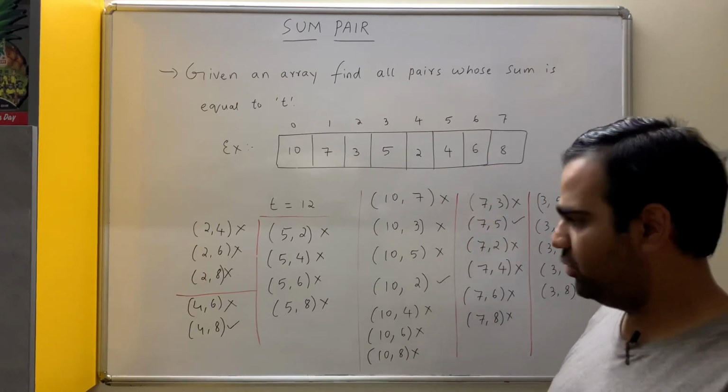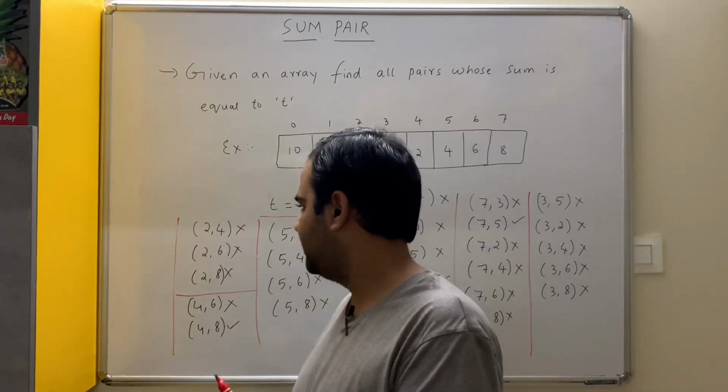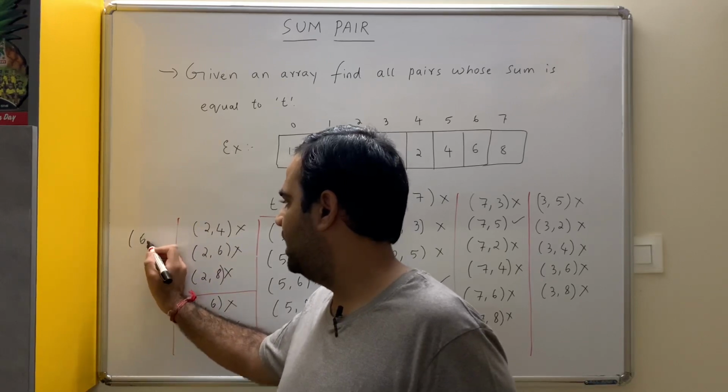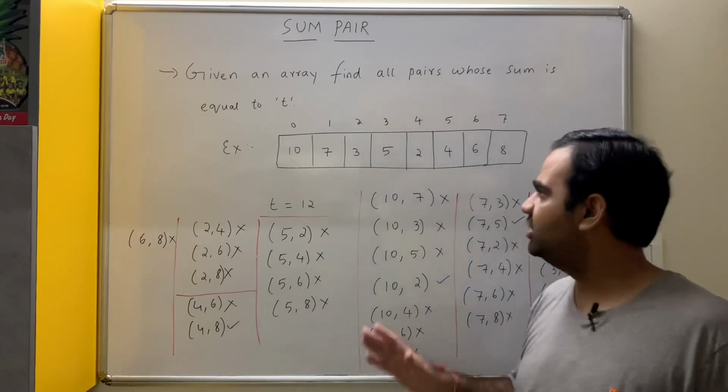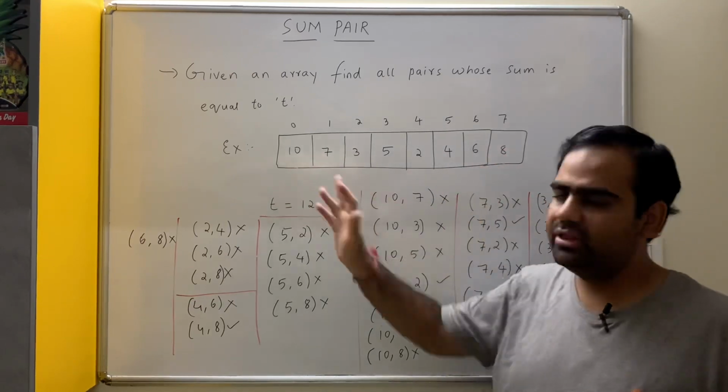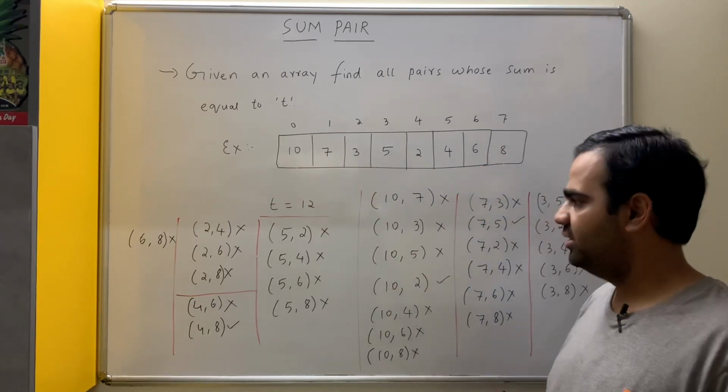And the last pair would be 6 and 8. 6 and 8 is not equal to 12, and we stop the procedure because 8 has been considered with all the elements that we did in this procedure.